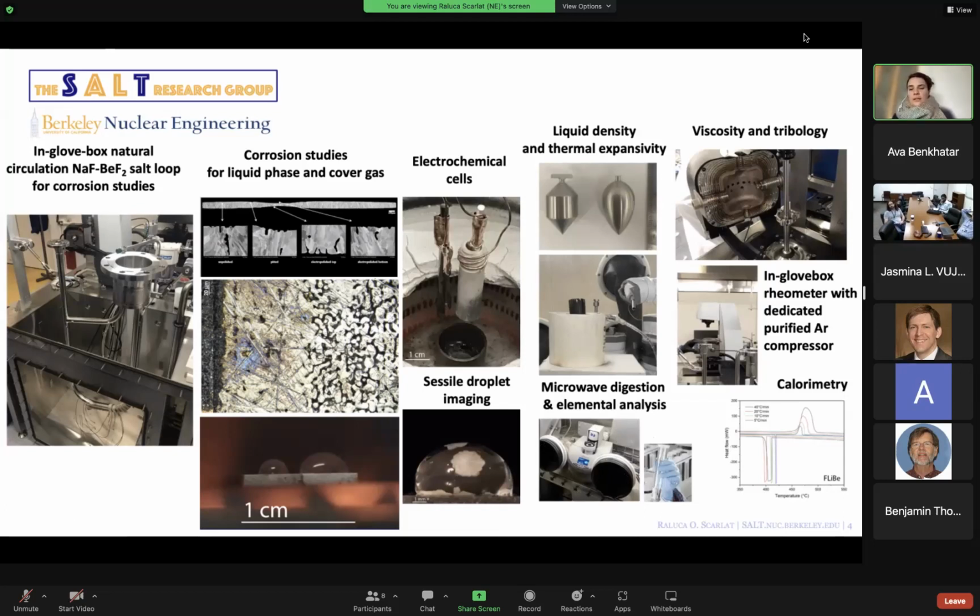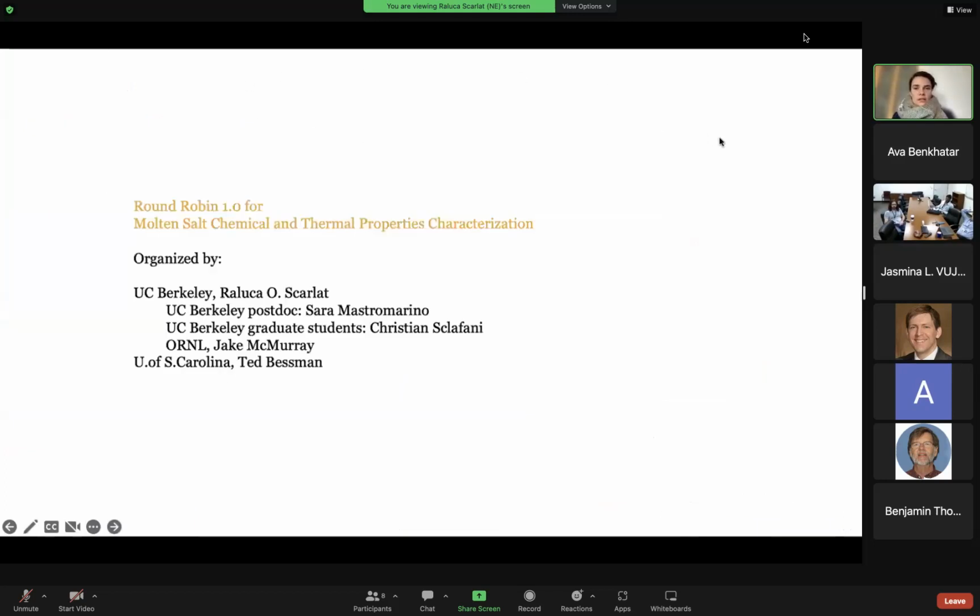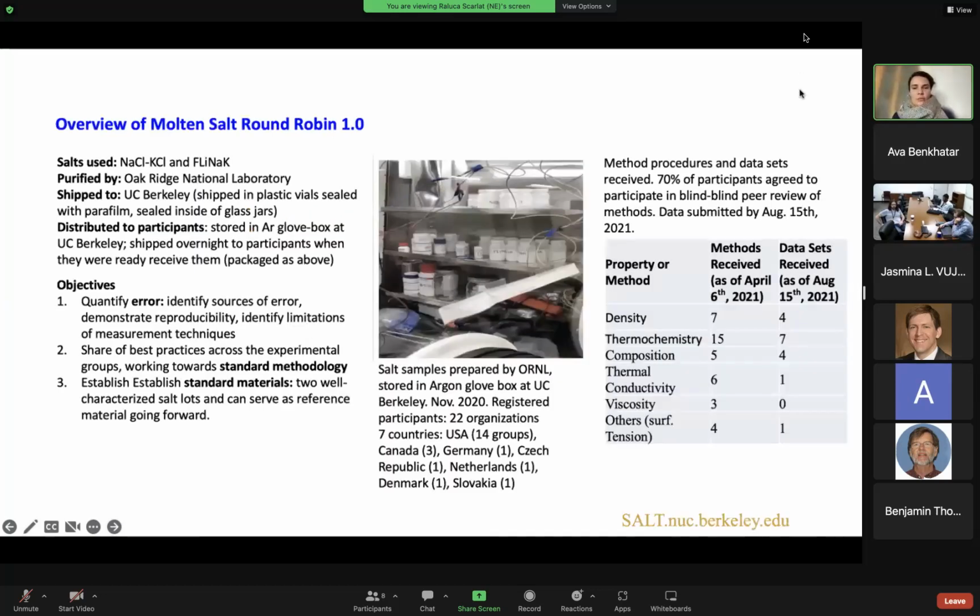So there are 3 steps, and what we first started out to do is we proposed that we run a round robin with several groups of elemental analysis and other salt properties, and this was co-organized. We started organizing this during the pandemic, so in 2020, together with Jake McMurray from ORNL and Ted Besmann. Jake McMurray, who was at ORNL at the time, he's now at Kairos Power, and Ted Besmann at the University of South Carolina.